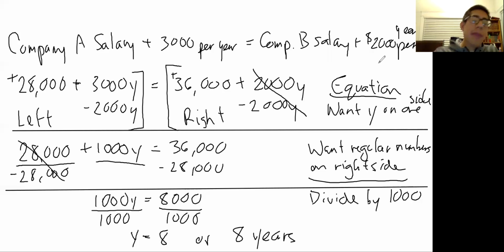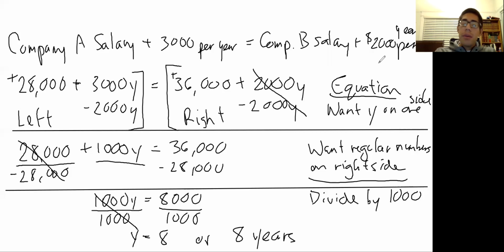So here we end up canceling this out. I'm left with 1,000 y on the left side of the equation, and it is equal to 8,000, because when I subtract 28,000 from 36,000, I end up getting 8,000. So then I'm left with 1,000 y is equal to 8,000. I end up dividing both sides by 1,000. y is equal to 8, or 8 years. So what does this mean? I have my y is equal to 8.